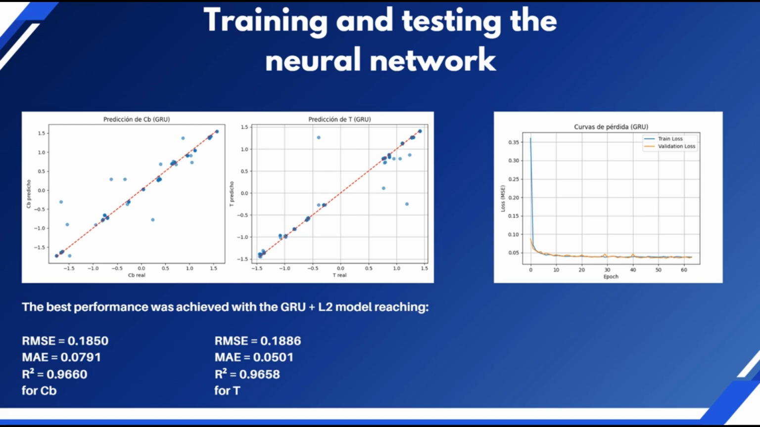Because the system is dynamic, we decided to use a neural network that takes memory into account. So we implemented a recurrent neural network. We compared two architectures, LSTM and GRU, and tested different configurations such as dropout and regularization. The best performance was achieved with GRU combined with L2 regularization, reaching the values presented here.